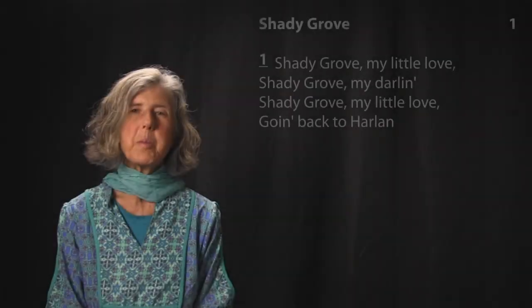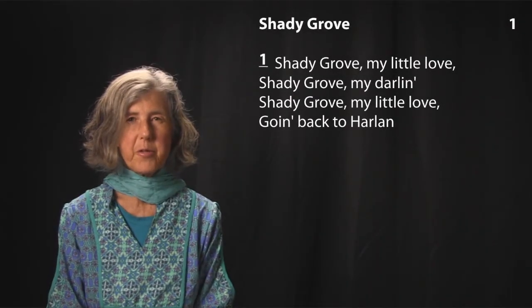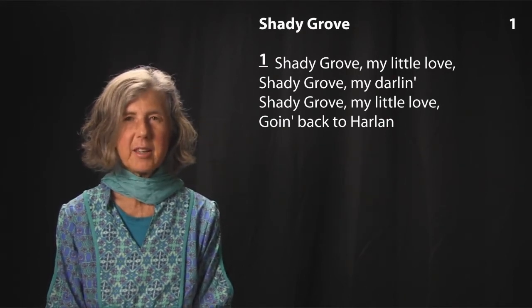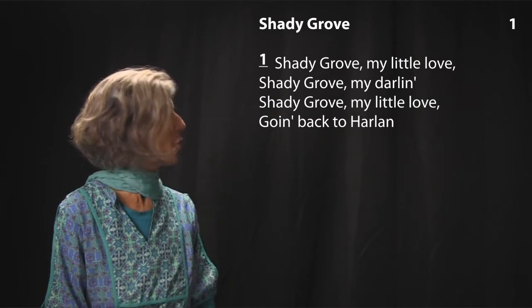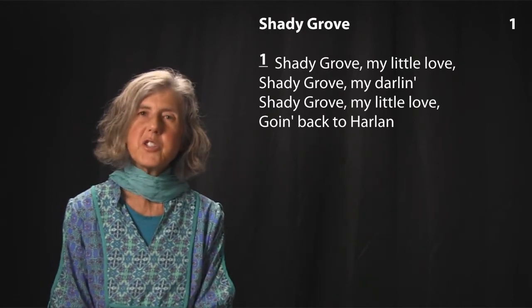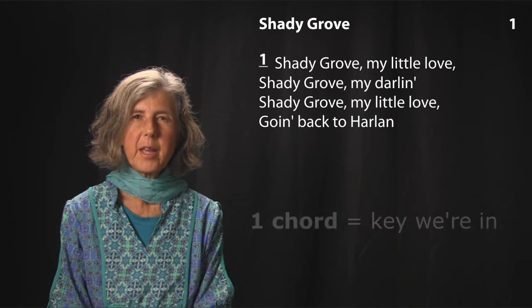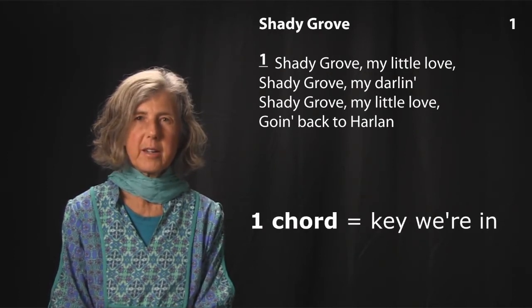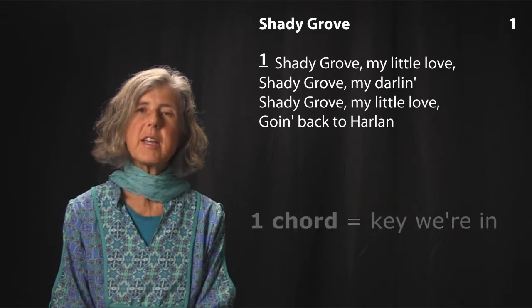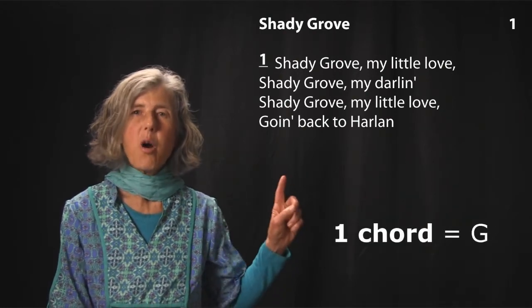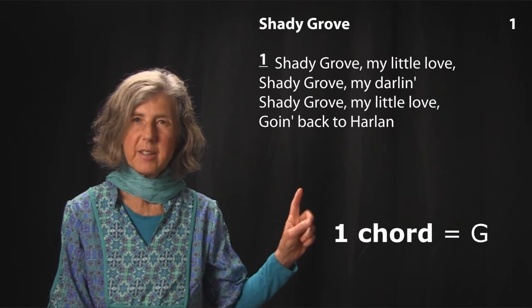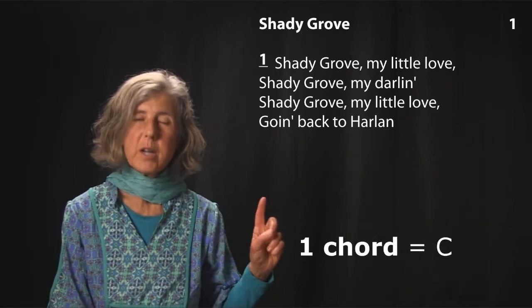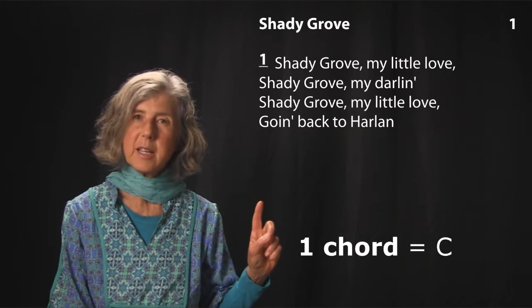In the beginning, we played the simplest form of Shady Grove. First, we played it in the key of G, and then the key of C. Now take a look there. You see the 1? Every song has a 1 chord. Now, the 1 chord equals the key we're in. So when we played the song in the key of G, our 1 chord was a G. When we played it in the key of C, our 1 chord was a C.